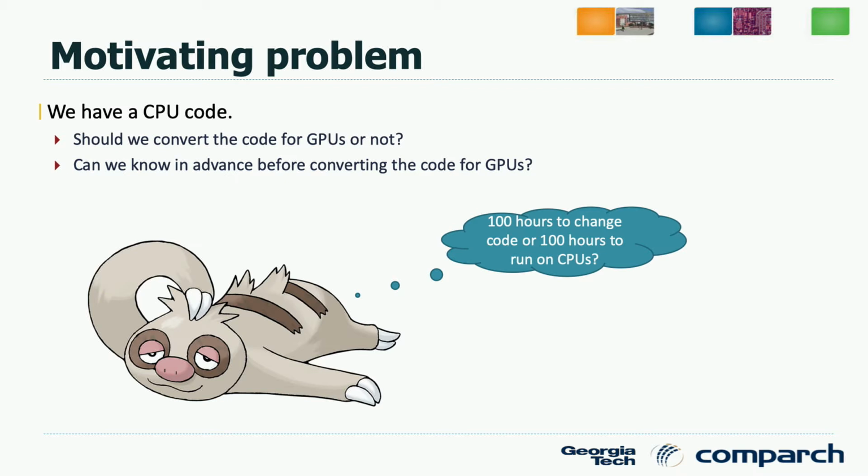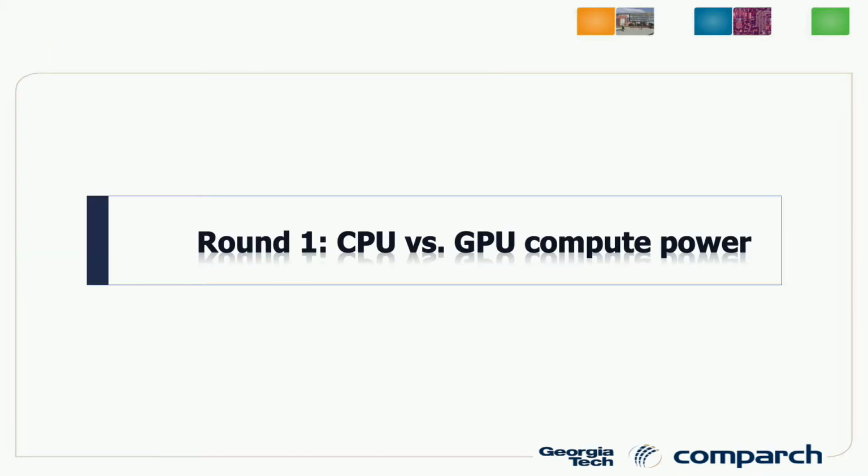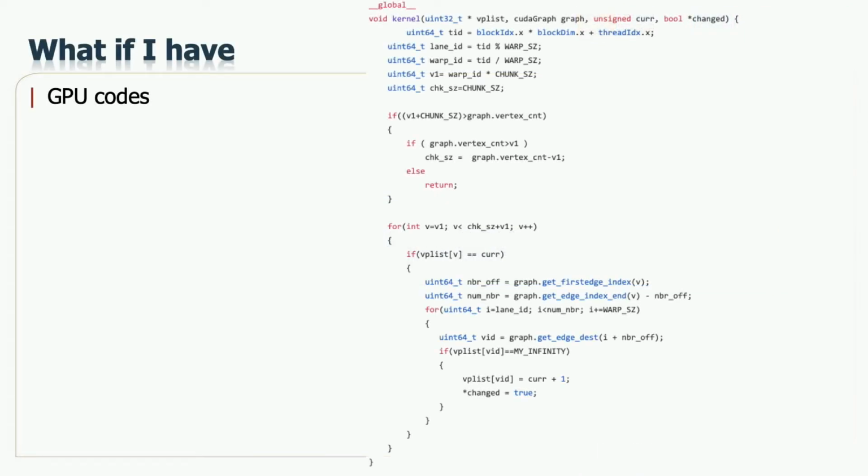And so if we wanted to know that result even before converting the code, that would be the best way to estimate how we share the resources. So in order to know that, the first thing to consider was the computing power differences. If we had GPU code, like this snapshot of a GPU kernel code, then we could estimate the execution time.